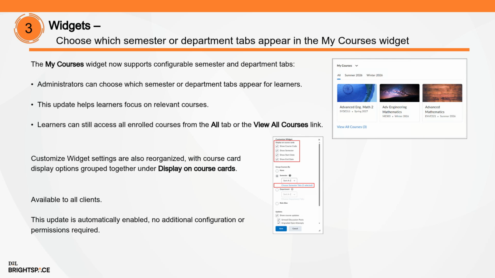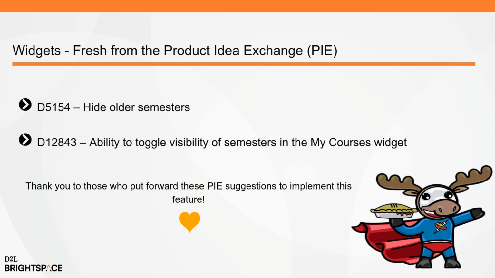When specific semester or department tabs are selected, newly created org units must be added manually to appear in the widget. The update also reorganizes customized widget settings, grouping course card display options together for improved clarity. Available to all clients. This functionality is automatically enabled. This feature implements the following PI items: D5154, Hide older semesters, D12843, Ability to toggle visibility of semesters in the My Courses widget. Thank you to those who put forward these PI suggestions.